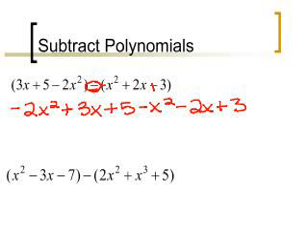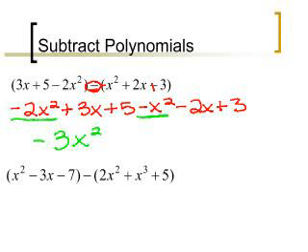Now I can combine like terms. So let's underline the like terms. So I have a negative 2x squared, so that is like the negative x squared. So those are like terms. So when we combine those, we get a negative 3x squared.